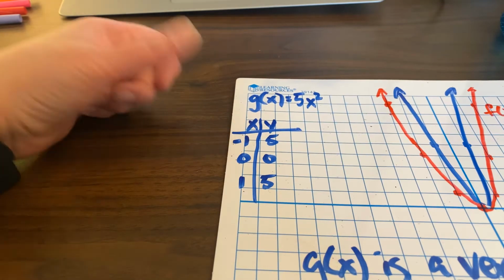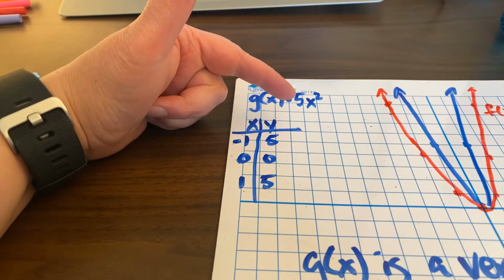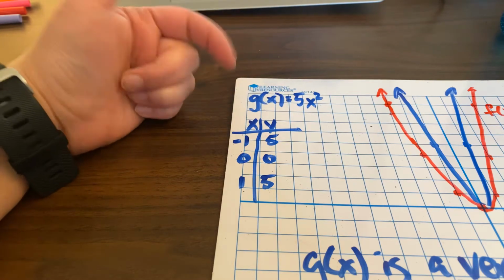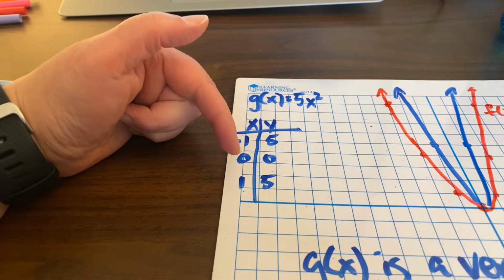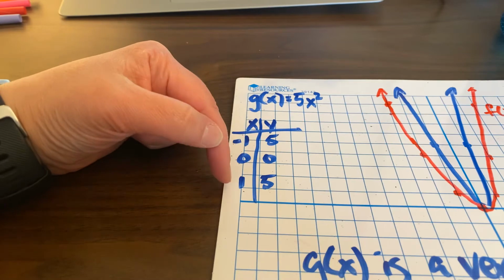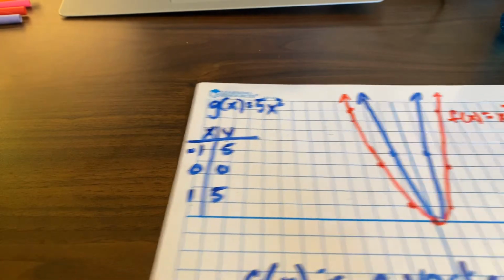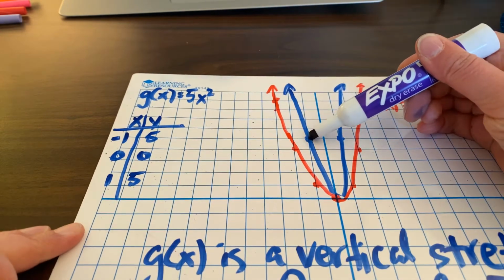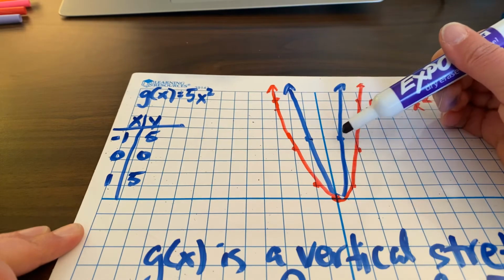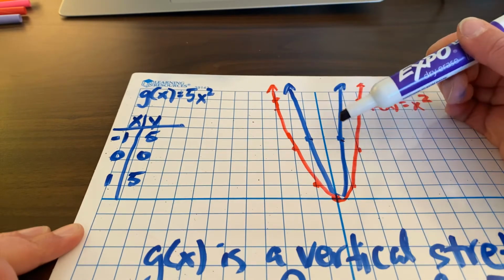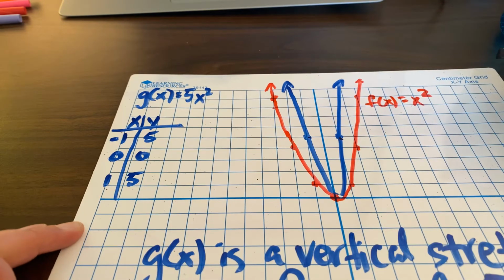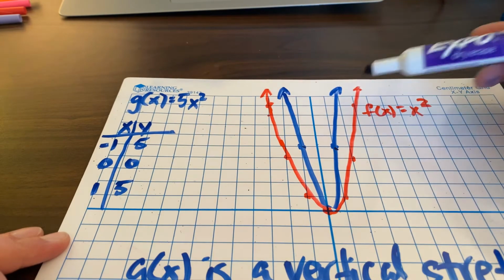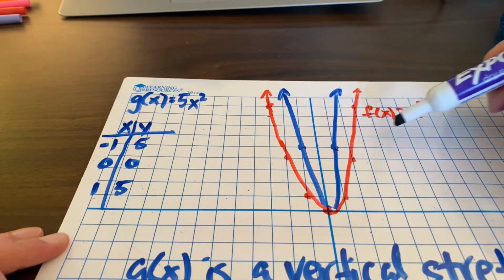If I plugged in -1 into this equation, 5 times -1 squared, we square the -1 first, right? And that's just 1, and then times 5 is 5. If we plugged in 0, we would get 0, and if we plugged in 1, we would get 5. And so I plot these points, right? I plot the -1, 5, the 0, 0, and the 1, 5, and I try to connect them with a smooth curve, okay? Now, when you are doing your homework, they will probably ask you to compare this graph to the graph of f of x equals x squared.